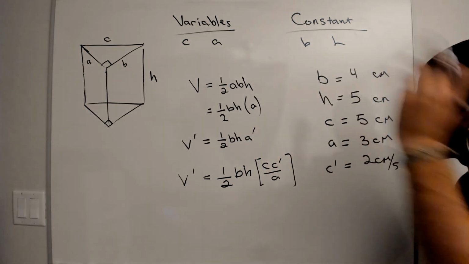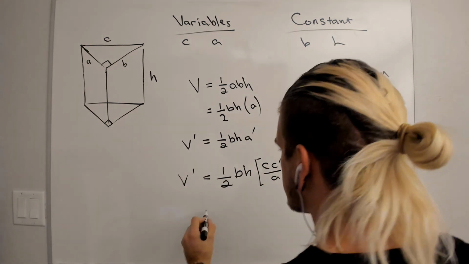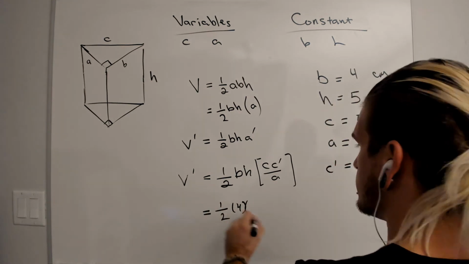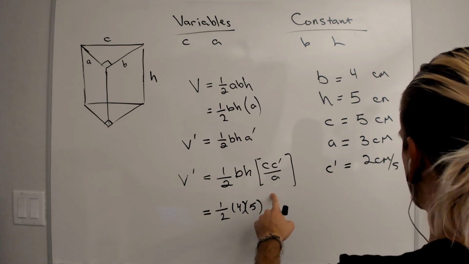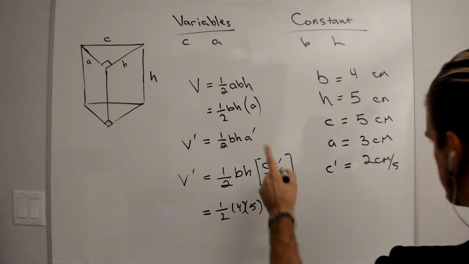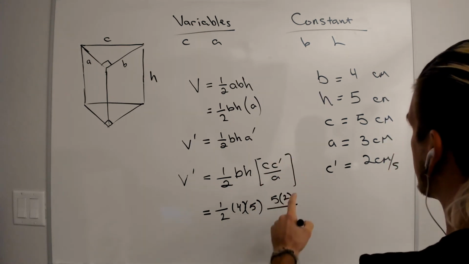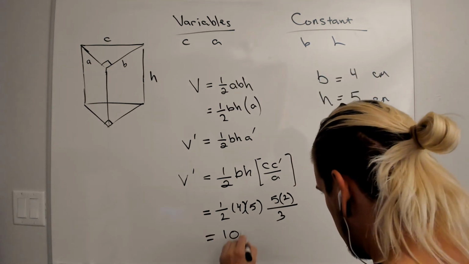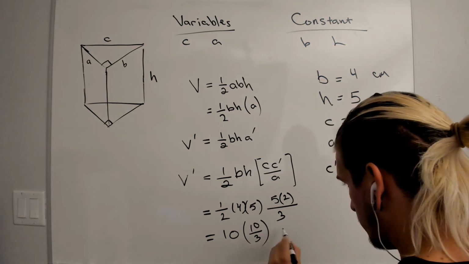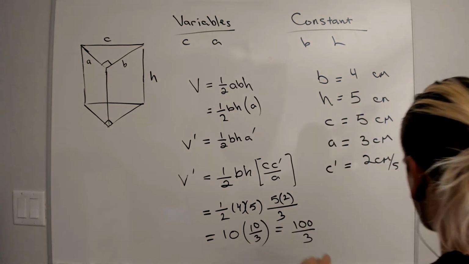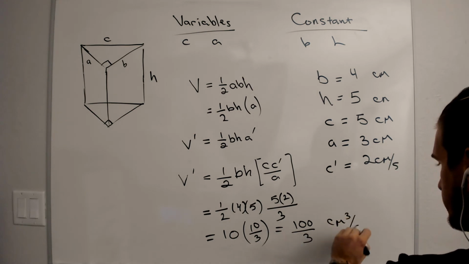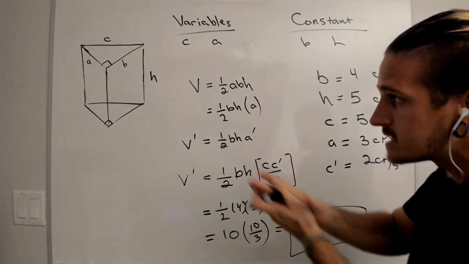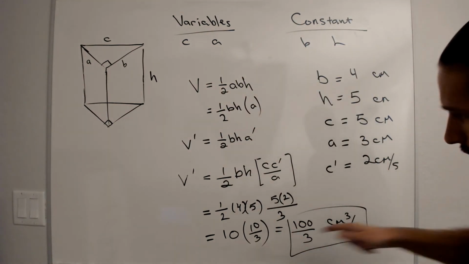Again, we're just making up numbers. We're just throwing numbers out there. So how would this translate? Well, plug everything in. That would be 1/2. B would be 4. H is 5. C is 5. The rate of C is 2. And then A is 3. So let's see here. That's 10 times 10 thirds, or 100 thirds, and that would be cubic centimeters per second. So if all these things were true in this exact instance of time, that would be the rate of change in your volume.